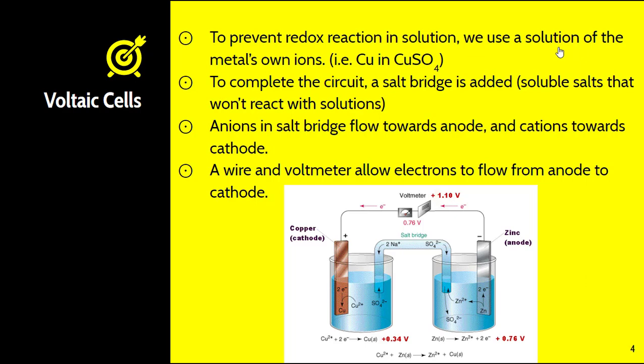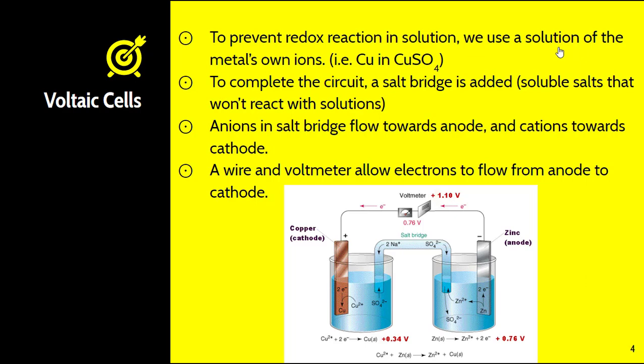And so in this case, what we do is we use a solution of the metal's own ions. So for example, if you look at copper, the copper cathode is actually placed into copper sulfate solution. This prevents redox from happening in the solution and allows it to occur through the wire. To complete the circuit, because anytime we do something with electricity, the circuit has to be complete, we add what's called a salt bridge, and that salt bridge is kind of in the middle there, and it typically contains soluble salts that will not react with the solutions. We don't want anything in there to be able to react with the metals that are involved, or anything that will react with the anions that are found in solution.